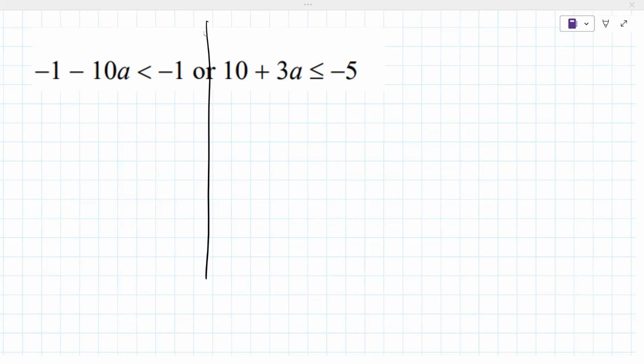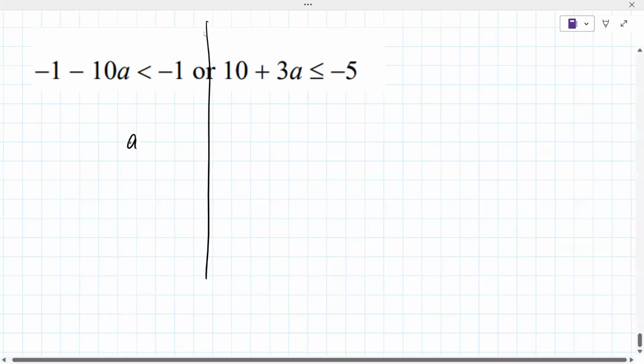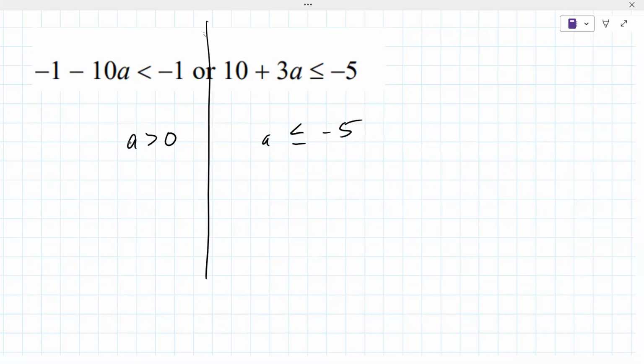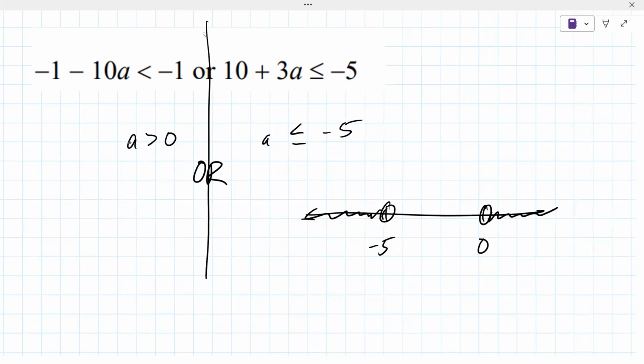Alright, a is greater than 0, or a is less than or equal to -5. Okay. Right. And so you've got to put "or" in your answer. You go to your number line, there's -5, there's 0, to the right, to the left, that one's filled in. Make sure you remember, okay, that's filled in, that's not, things like that.